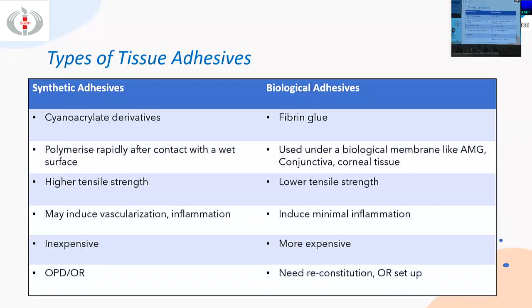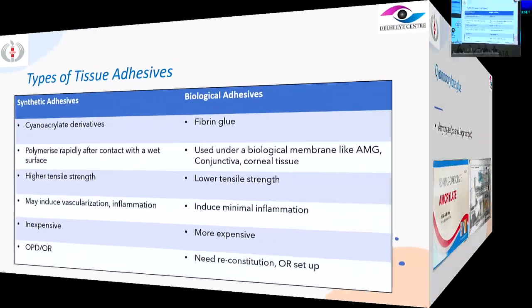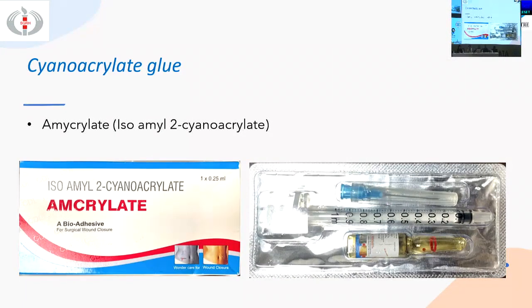Cyanoacrylate glue may induce vascularization and inflammation. It's relatively inexpensive and does not need reconstitution, and therefore can be used in both OPD and OR setups. Discussing cyanoacrylate glue and its use, the one that we use here is by the name of Amicrylate, which is isoamyl 2-cyanoacrylate. This is a monomer which polymerizes.